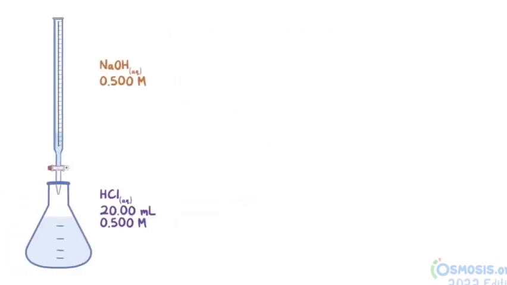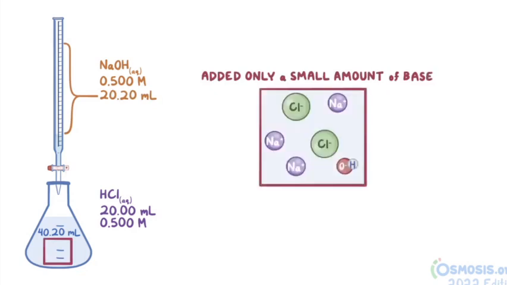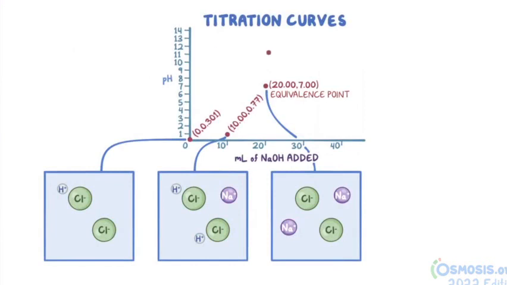Now, let's continue our titration. This time, we add only a very small amount of base, 0.20 milliliters, which brings us to a total of 20.20 milliliters of base added. Even though we have added only a very small amount of base, because there are no H+ ions to react with the OH-, the pH increases dramatically to 11.4. Going back to the titration curve, we find the point corresponding to 20.20 milliliters on the x-axis, and a pH of 11.4 on the y-axis. So, even though we're just past the equivalence point, the pH has risen dramatically.